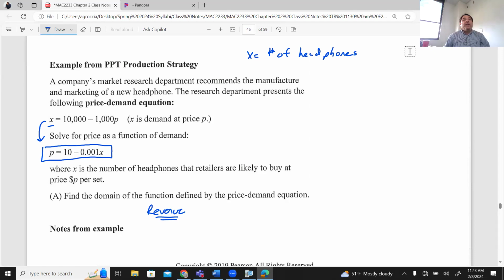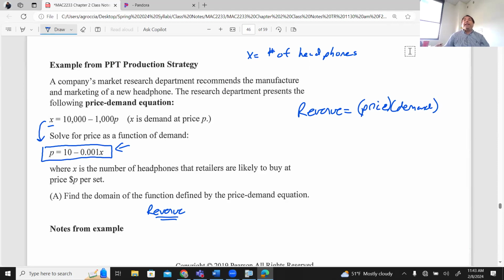So let's be very clear. Is this equation, which I just gave you, revenue? Nope, it's price. So how do I go from price to revenue? We talked about this before. Remember, revenue is price times demand. And again, what's a quick example of that?